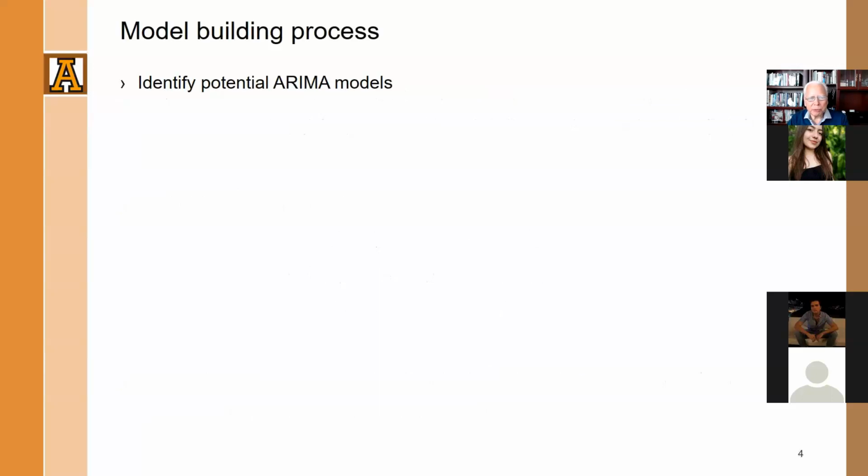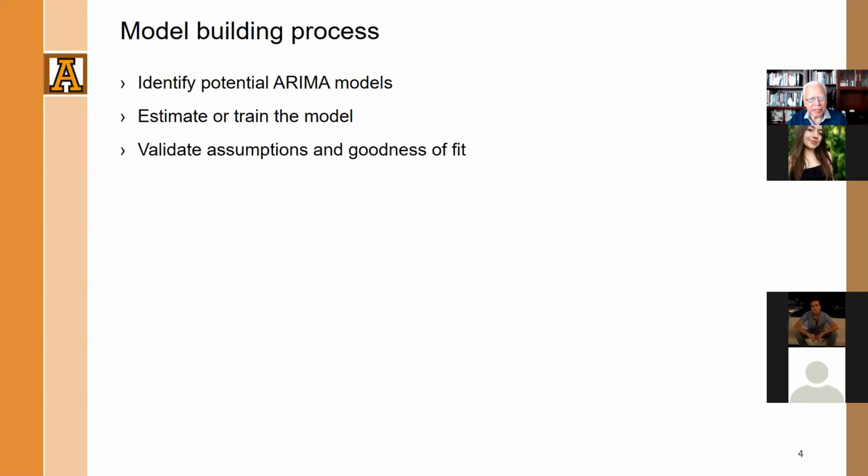What's the model building process? The first thing we do is identify which type of model. Then we estimate or train the model, with the data we have. We validate the assumptions of goodness of fit.